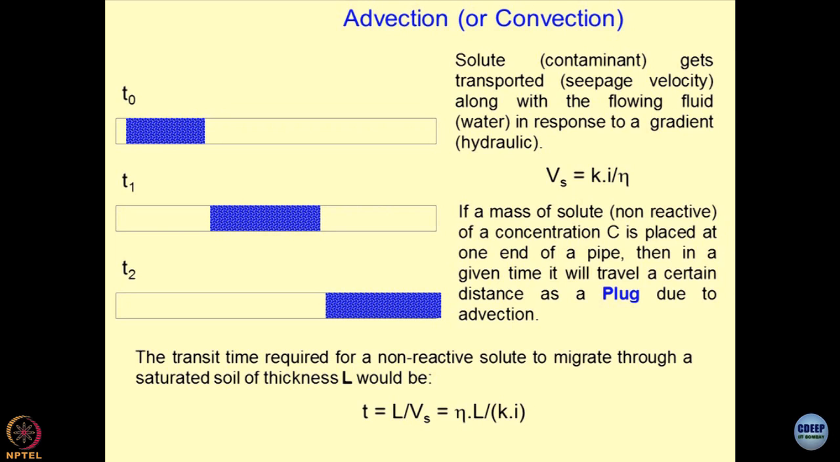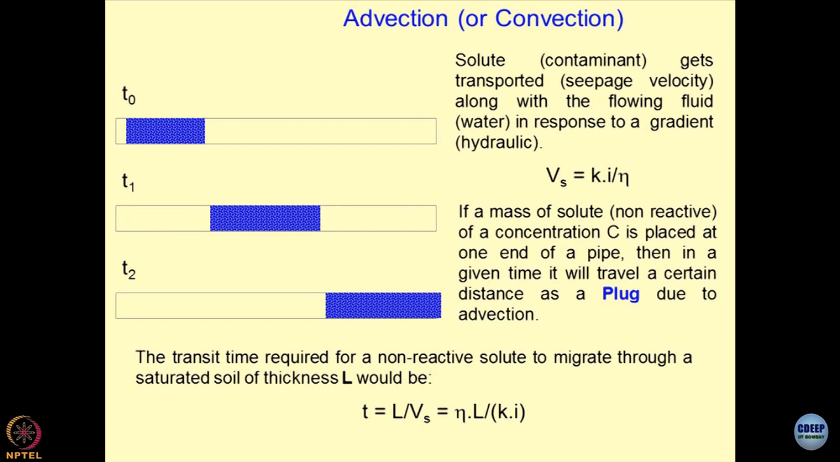If I consider a certain volume of a chemical, we call this a plug. So this is a solute which is getting transported from left to right, and this is the situation at t equal to 0. Now when t1 is approached, this plug simply gets displaced by a certain distance, and at t2 it gets further displaced by some distance without losing its integrity. That is more important. So the solute, which is also the contaminant, gets transported through the seepage velocity along with the flowing fluid, which is water, in response to the hydraulic gradient.